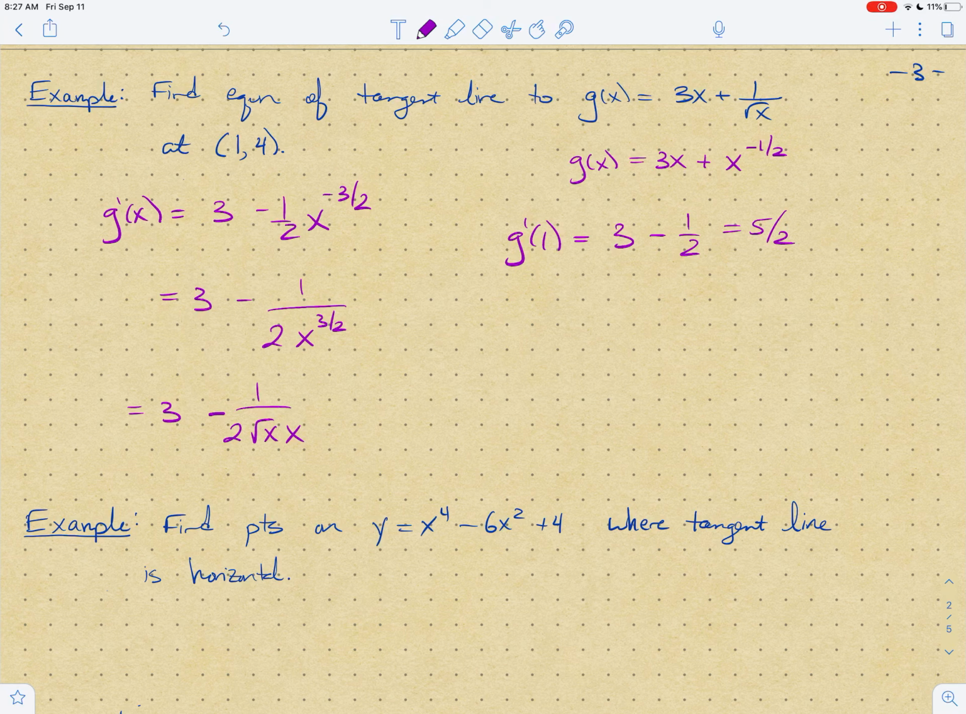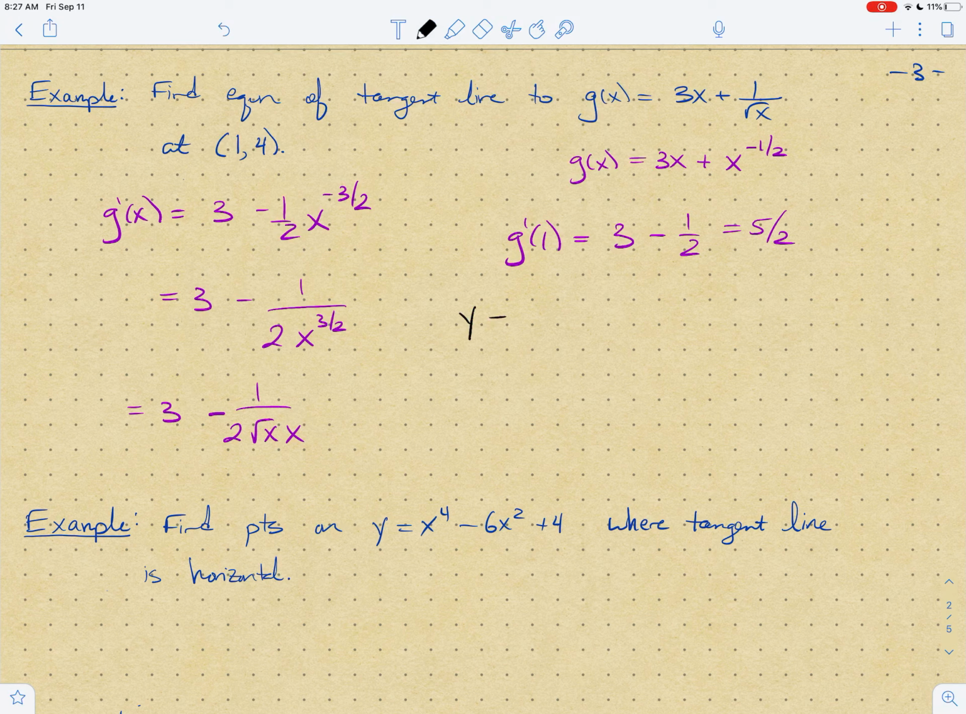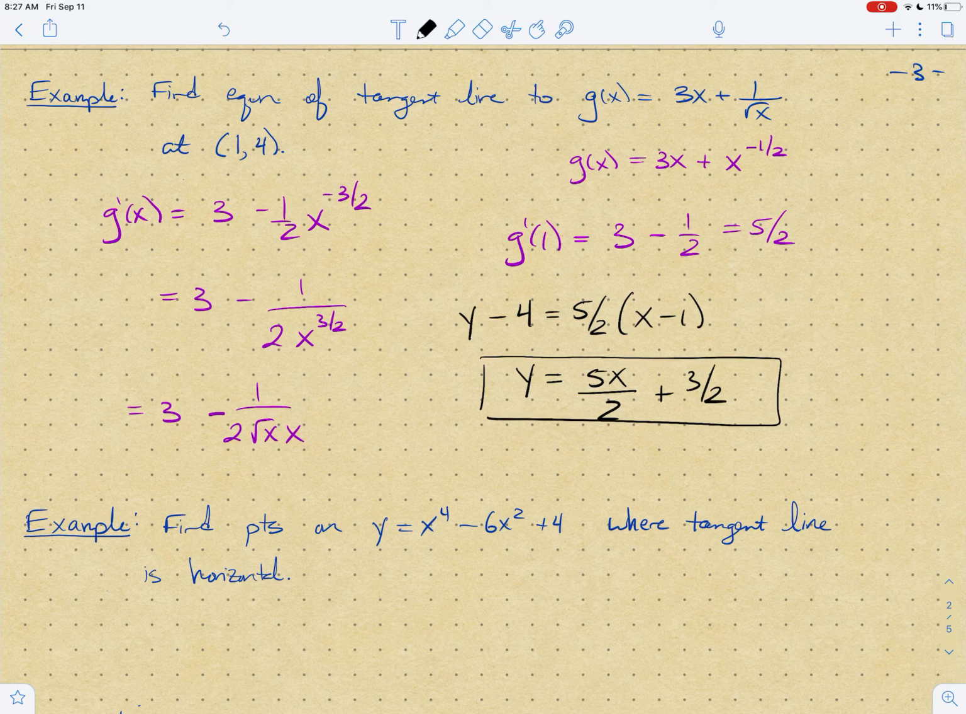So in this particular problem, you did not need to simplify this, but I wanted to take the opportunity to point that out. At this point, you can write down the tangent line. Here we go. Y minus the y value of 4 equals m, our slope g prime, times x minus the x value of 1. And of course you can reduce this to y equals 5x over 2 plus 3/2. And so there is the tangent line.